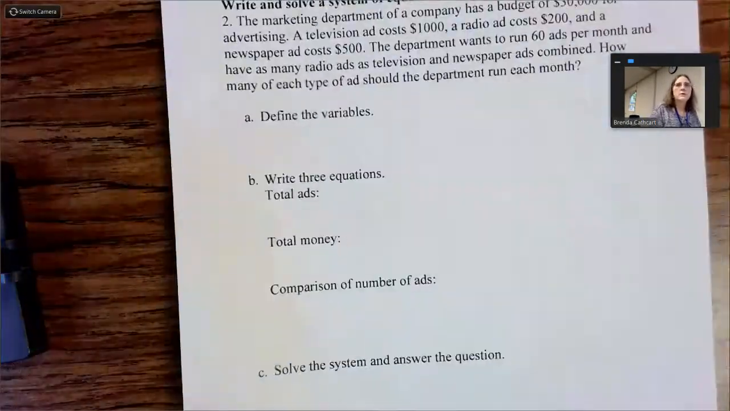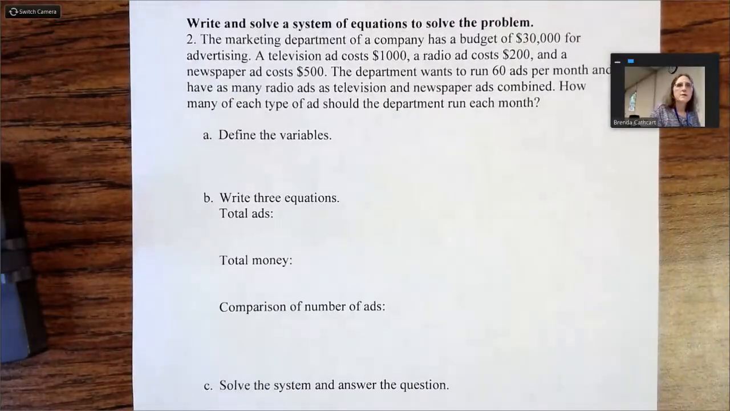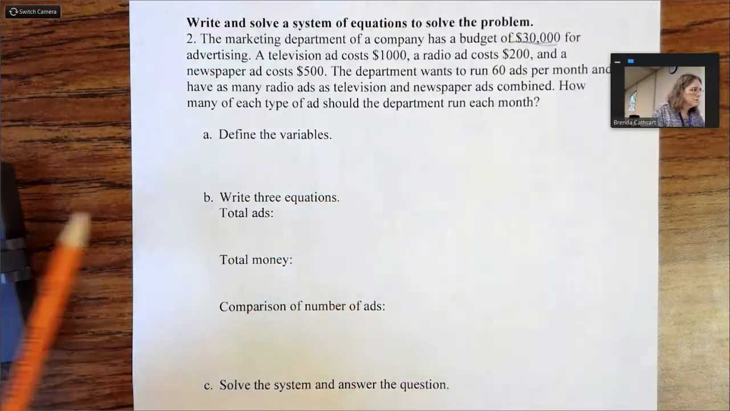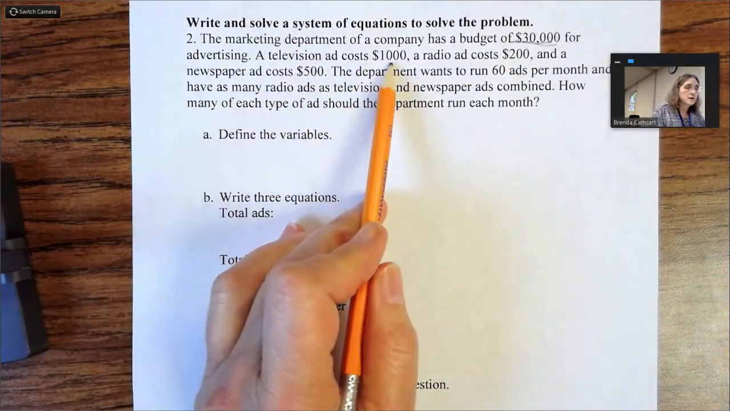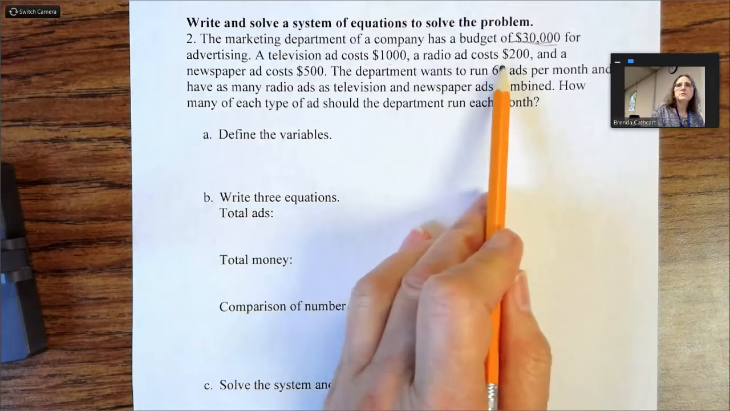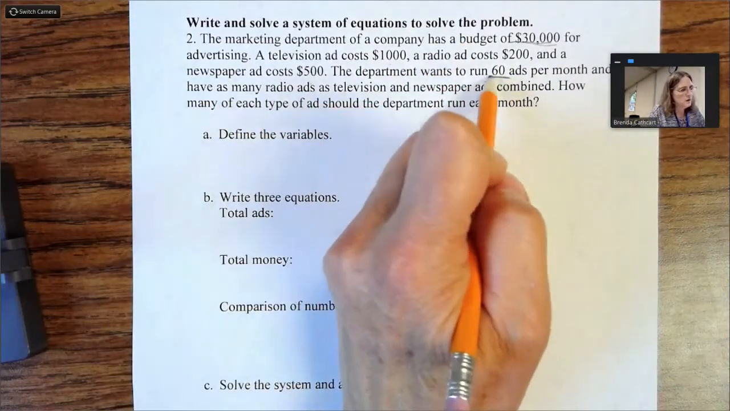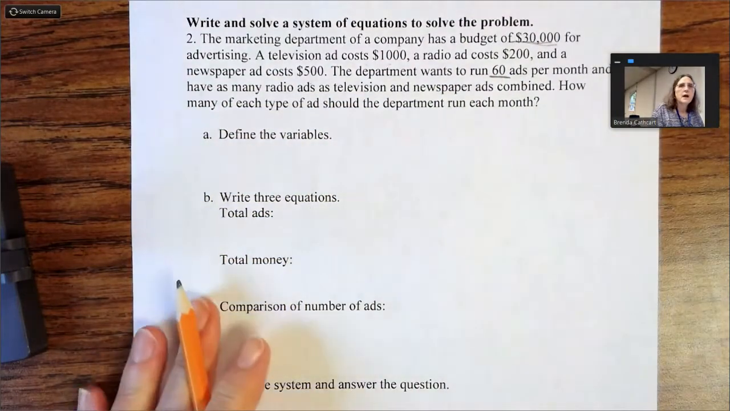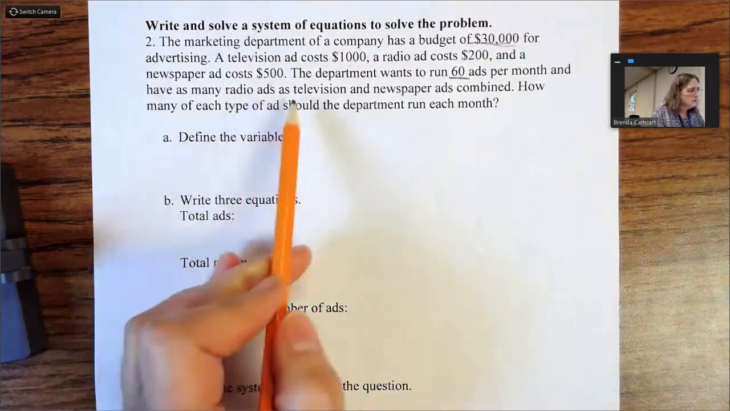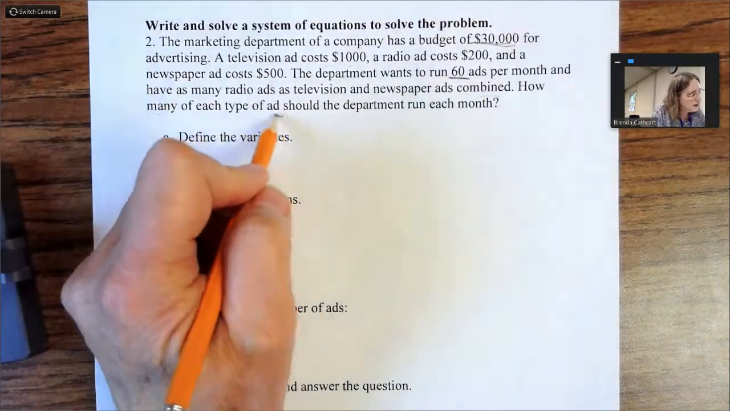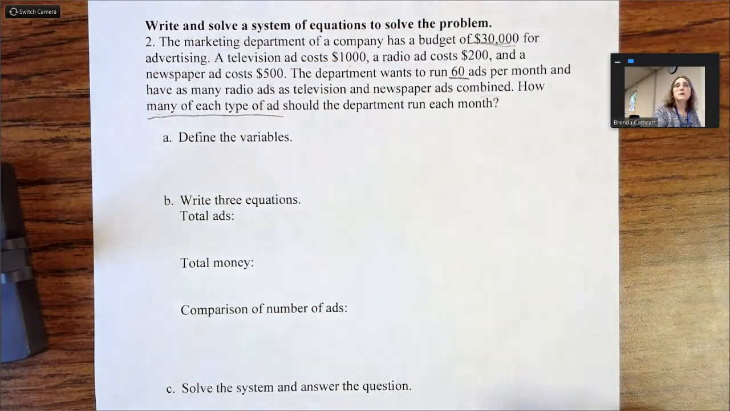Okay, one last thing that we're going to do is set up a system of equations to solve a problem. The marketing department of a company has a budget of $30,000 for advertising. A television ad costs $1,000, a radio ad costs $200, and a newspaper ad costs $500. The department wants to run 60 ads per month and have as many radio ads as television and newspaper ads combined. How many of each type of ad should the department run each month?